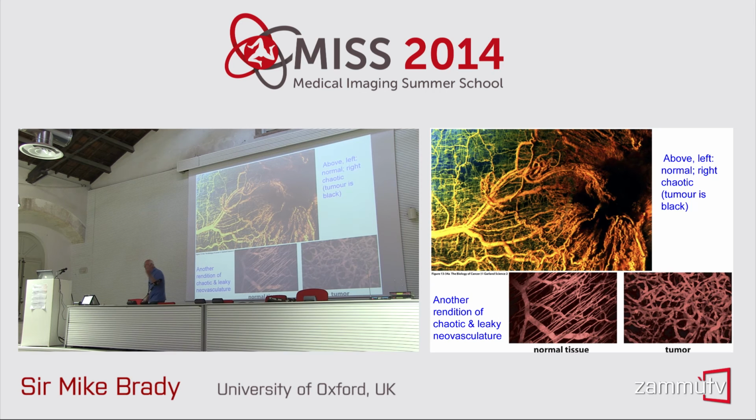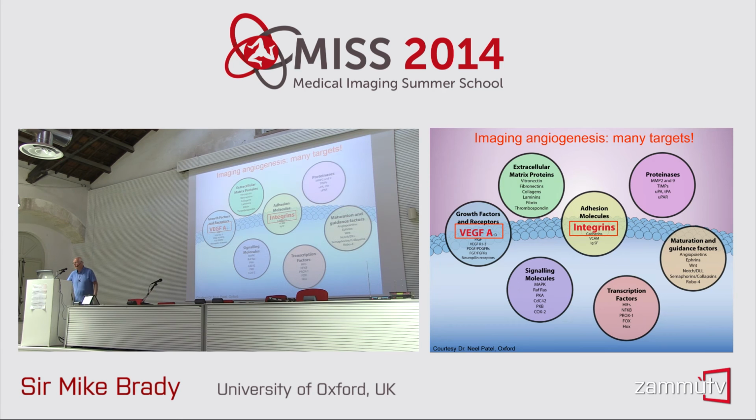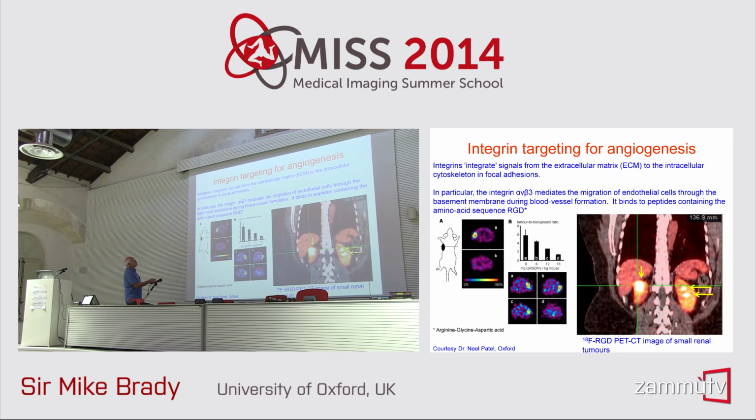But we can model what's going on because of the whole series of imaging angiogenesis, there's a zillion targets. I've just written down seven of them on this slide, and I'm only going to look at one of them, which is in fact integrins. But just to give you an idea, there are seven biological targets that you can get at in order to figure out what's really going on here, but one of them is integrins. And the one we can look at, in fact, is, remember I showed you the extracellular matrix, right?